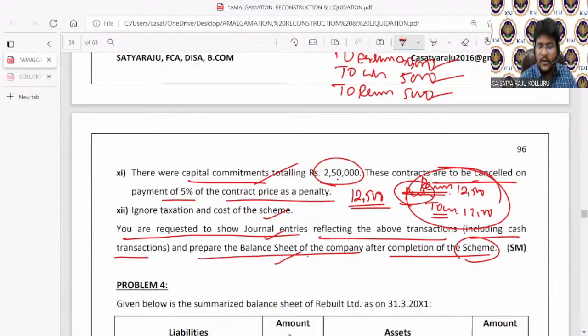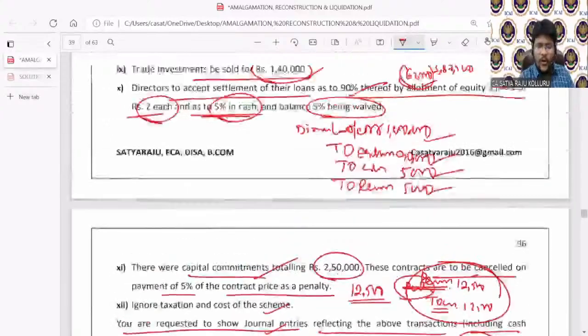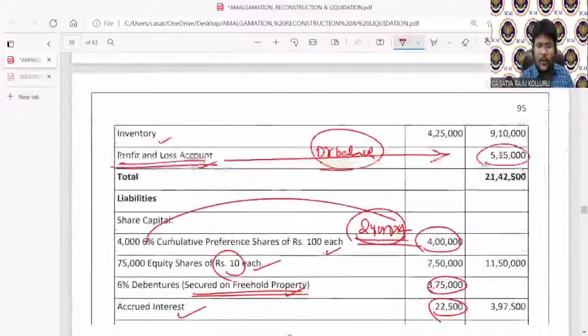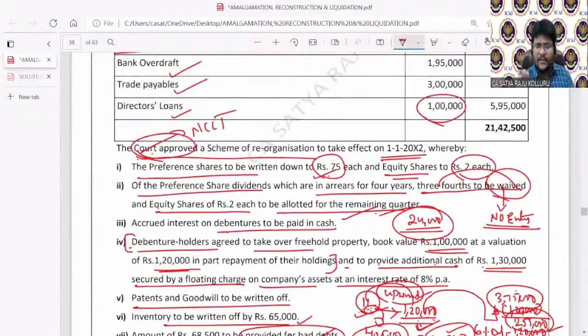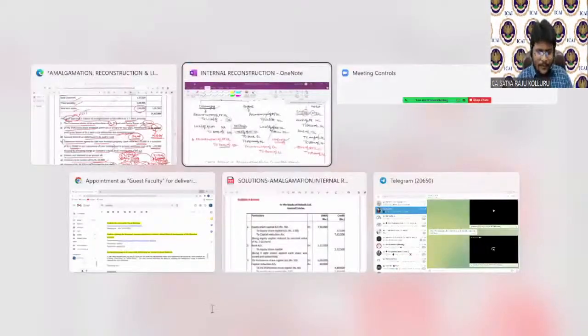Ignore taxation and cost of the scheme. You are requested to show the journal entries reflecting the above transactions, and after that you need to prepare the balance sheet. Let us start, all of you. I hope I completed all the points and you understand. The problem is very easy. After resolving the problem in OneNote, your confidence level is enhancing like anything. Okay. Now let me open.